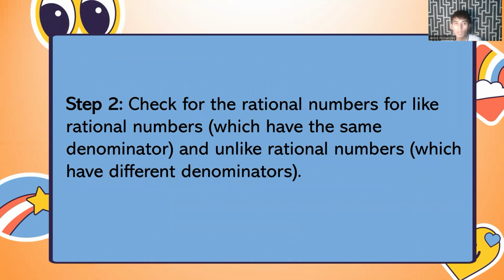Check for the rational numbers for like rational numbers which have the same denominator and unlike rational numbers which have different denominators. So, from your elementary days, mathematics, we have two types of fractions or rational numbers. We have similar and dissimilar. Just like here, we have like and unlike. When we say like, they have the same denominator. And when we say unlike, they have different denominators. Okay, so check daw natin yon. Bago tayo mag-compare, i-check natin yung mga bagay na yon.